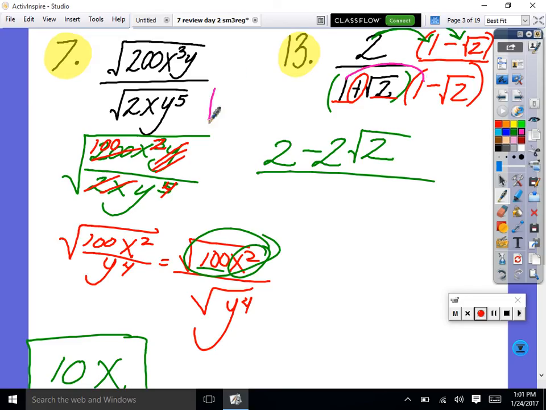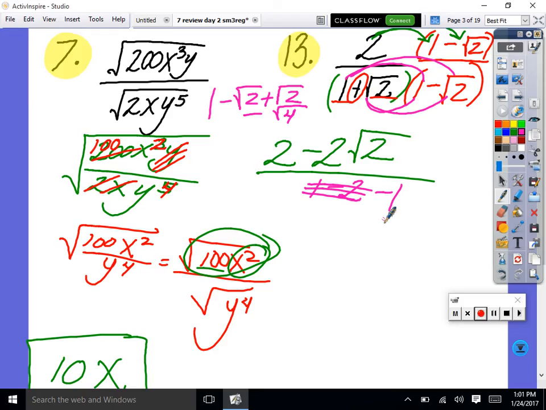I'm going to go over here. 1 times negative root 2 is negative root 2. Square root of 2 times 1 is positive square root of 2. Square root of 2 times negative square root of 2 is negative square root of 4. So we have 1 minus 2, right, everybody? 1 minus 2, which is negative 1.